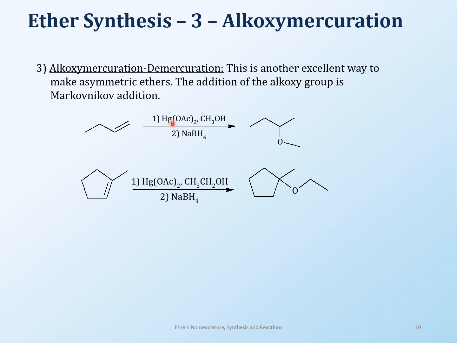The mercury acetate is still there, sodium borohydride is still there, but here, instead of water, you have an alcohol. Whatever alcohol you have is the kind of ether you will make. Okay, so this was methanol. Here we are using ethanol, and so this we got as ethoxy. Okay, so this is a very nice synthesis.